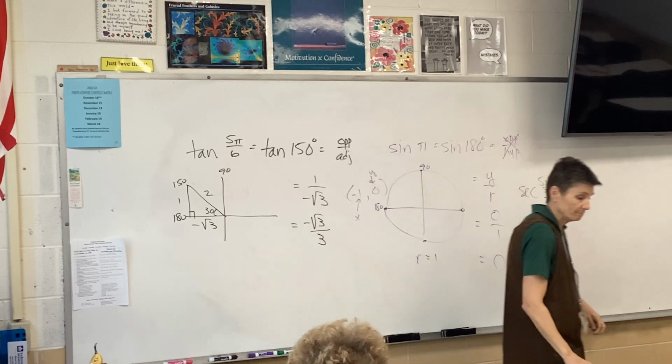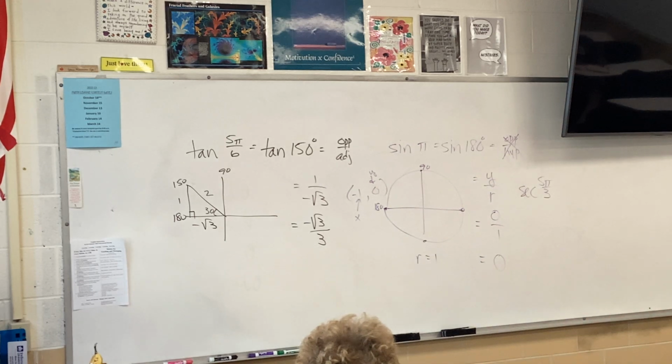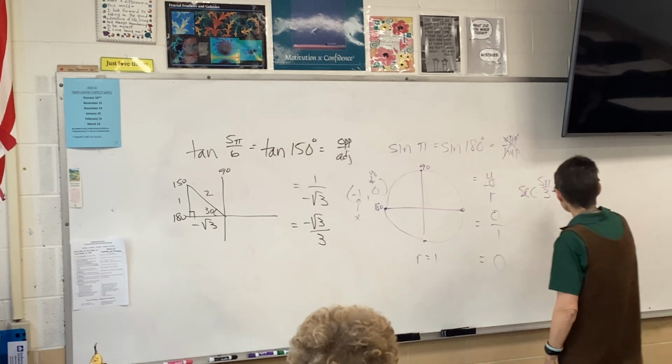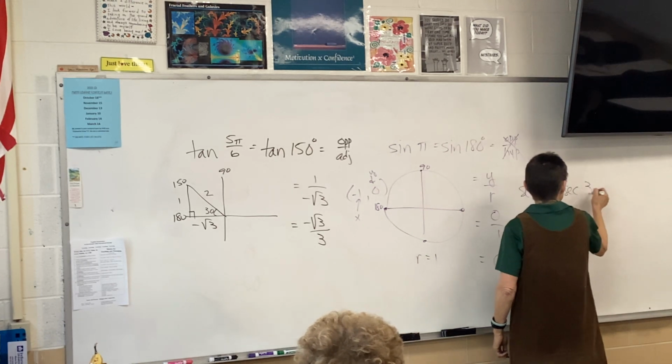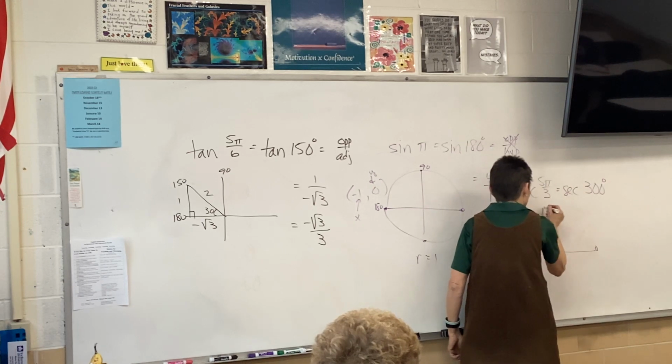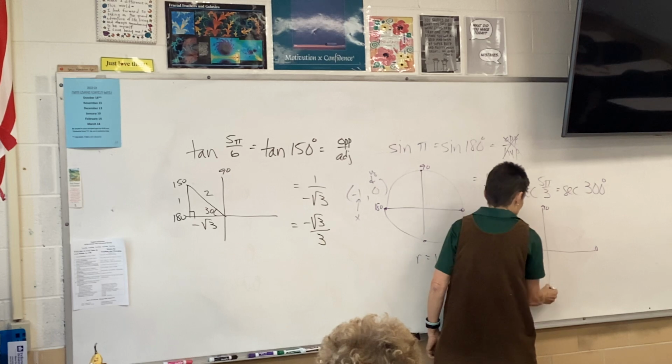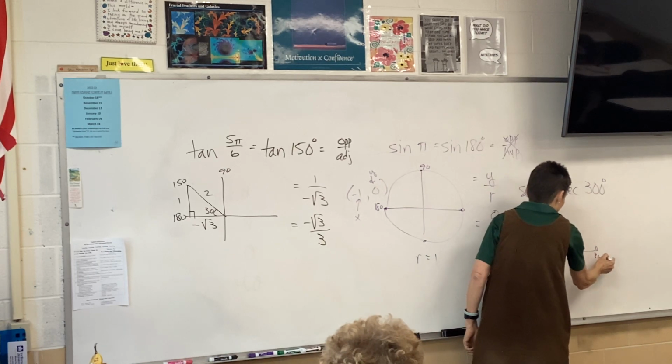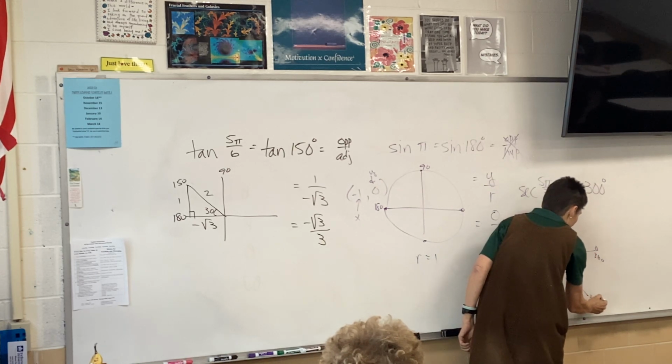All right, one more. How do we do this one? Don't we start the same way? So what's 5 pi over 3? Anybody figure it out yet? 300 degrees. So okie dokie. Now where's 300? Fourth quadrant. 300's over here.